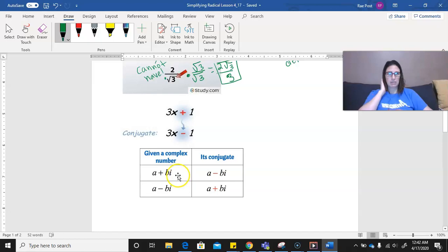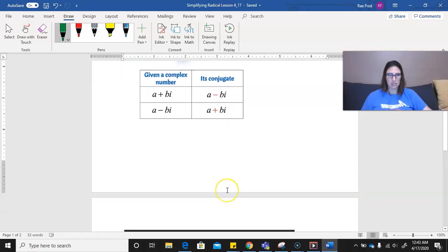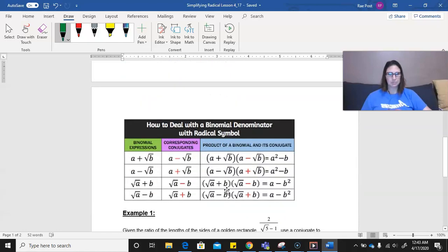And I think we talked about this with imaginary numbers too. So a plus bi, the conjugate of that is a minus bi, right? If you have a minus bi, that conjugate is a plus bi. You just flip the sign in the middle. Change it from subtraction to addition, or addition to subtraction, or positive to negative, or negative to positive, if that's how you think of it. So we're going to do that same thing here. So I put that there for you guys to see.